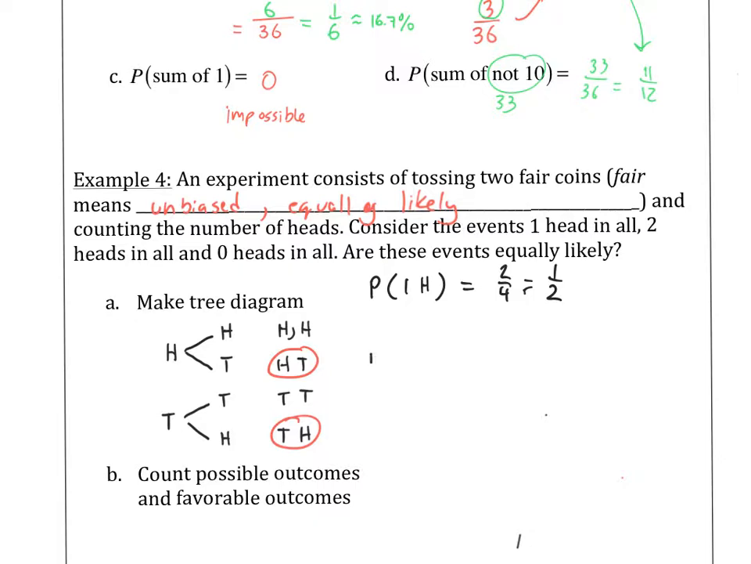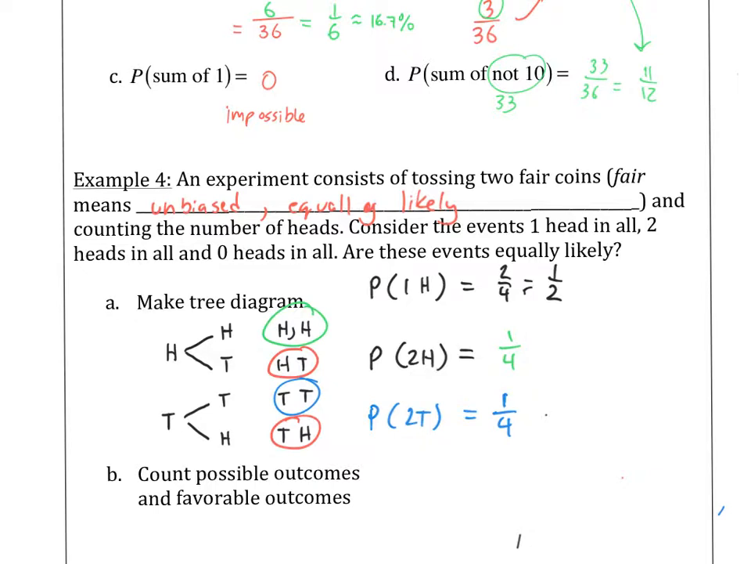Okay, so what about the other one? What's the probability of getting 2 heads? In this case here, I see that it only shows up once out of my 4. So I have a 1/4 chance of that happening. And lastly here, what about the probability of getting 2 tails? In this case it would be 1 over 4 also.